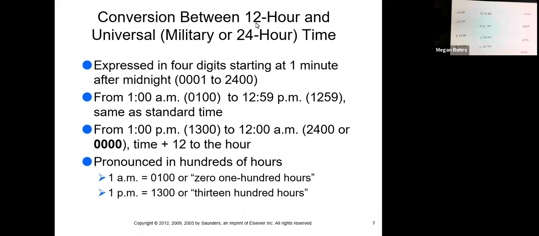Now 12 a.m. here, we have 12 plus 12, which would give us 24. Minutes stay the same. So 12 a.m. is 2400, or if you prefer, you can write that as 0000, which is all 4 zeros there. So usually if your time is in the afternoon, we add 12 to the hour if it's after 1 p.m. Okay.